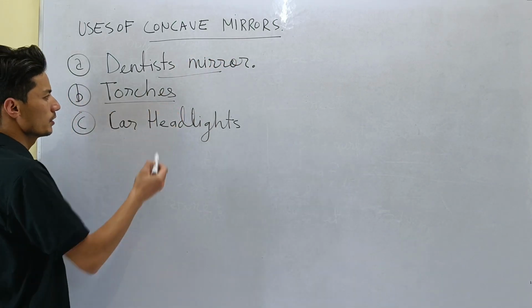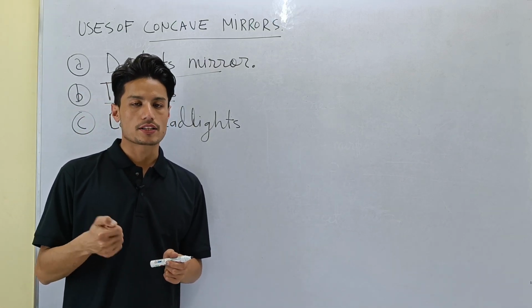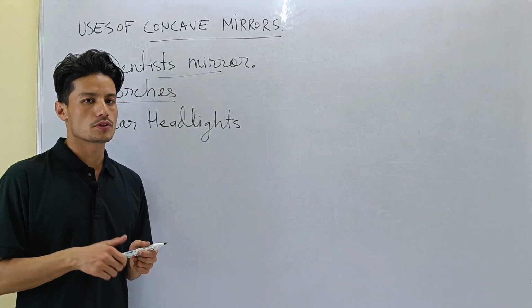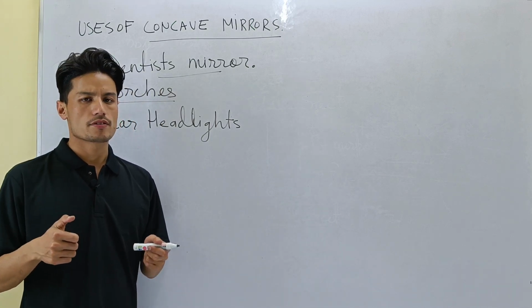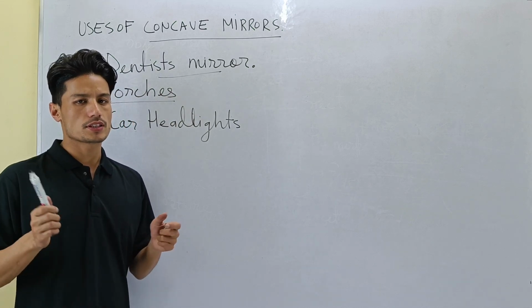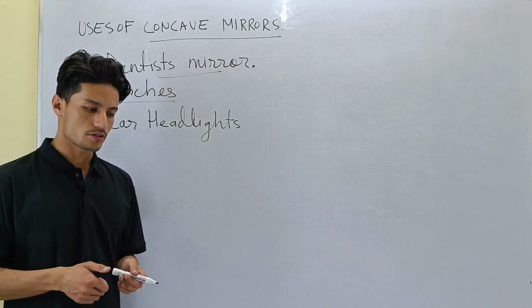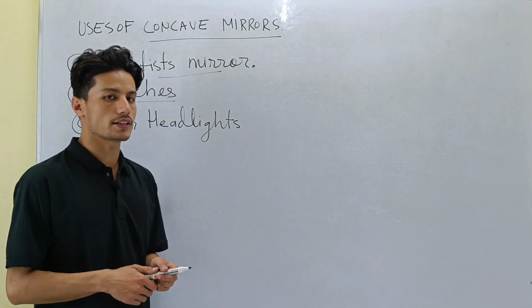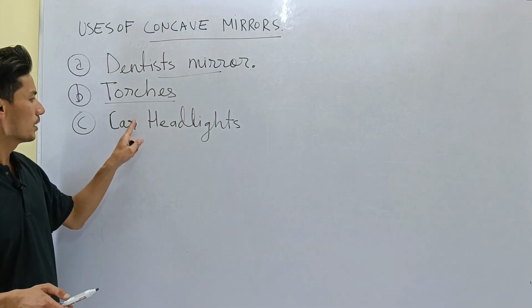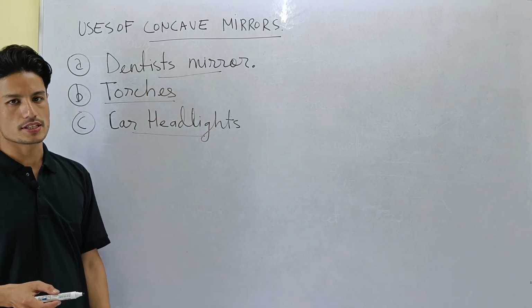Then torches, torchlight and all that. In the villages, or in the olden days, nowadays we have cell phones and we use the flash from the cell phone. But in the olden days, when cell phones were not there, people used to buy torches so that they could walk at night and see the road. So torches had concave mirrors there. Then car headlights, they have concave mirrors. So three uses is enough.